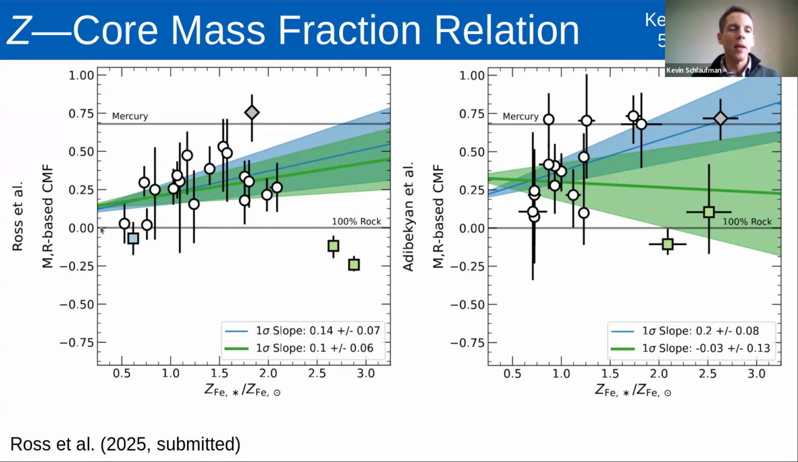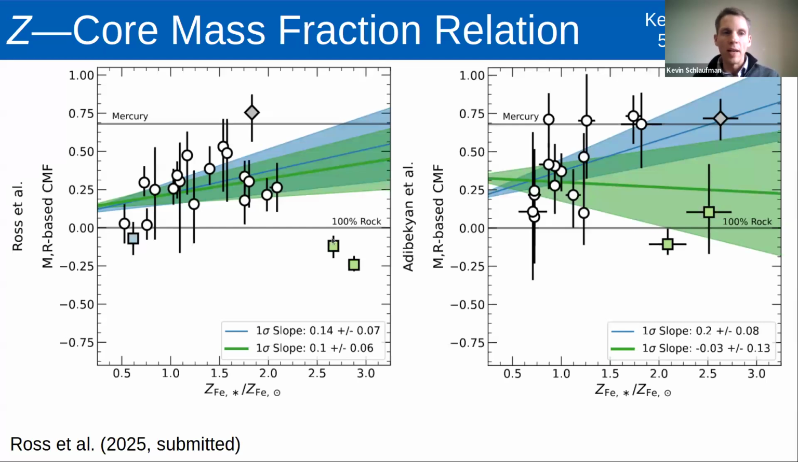I should say that anything that's below this line 0 is inconsistent with the existence of a core. That is, anything below this horizontal line has a composition that is something other than 100% rock, that's less dense than 100% rock. We find that the two most metal-rich host stars in our sample have the two lowest density planets in our sample, and I'll revisit that point in a moment.